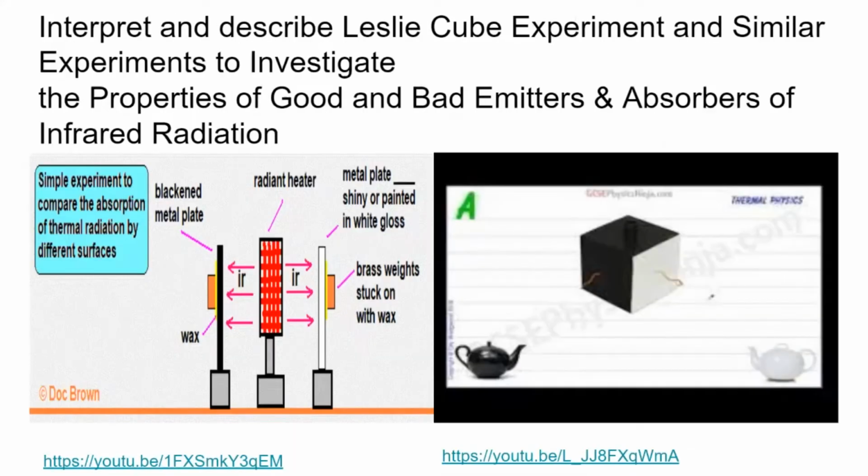Interpret and describe the Leslie's Cube experiment and similar experiments to investigate the properties of good and bad emitters and absorbers of infrared radiation. Here I have two videos for you. One of them is about Leslie's Cube, the one on the far right.